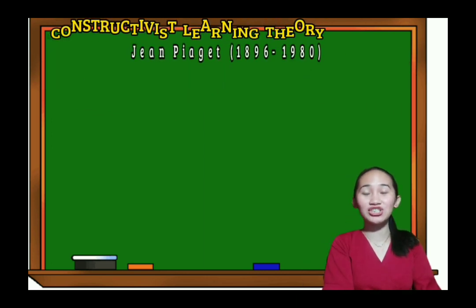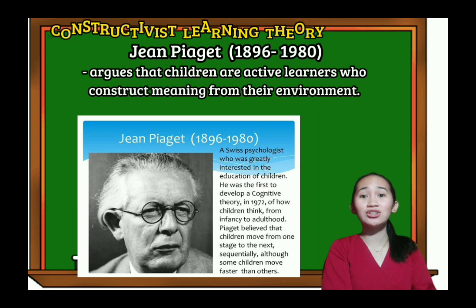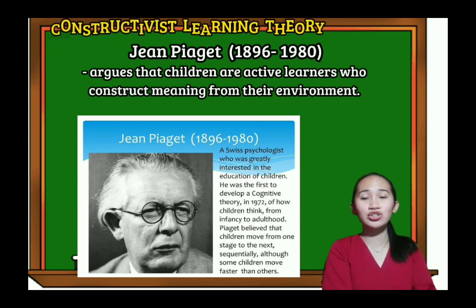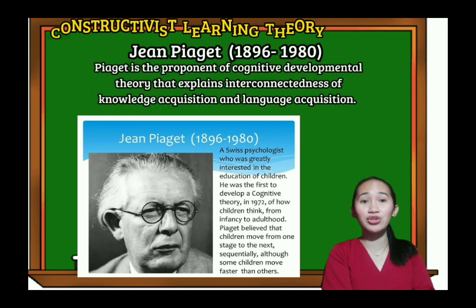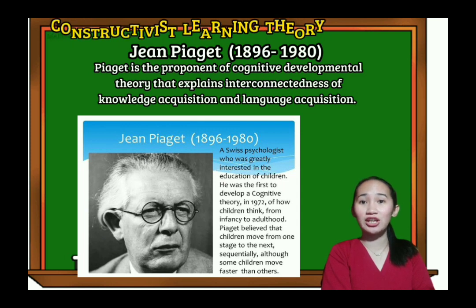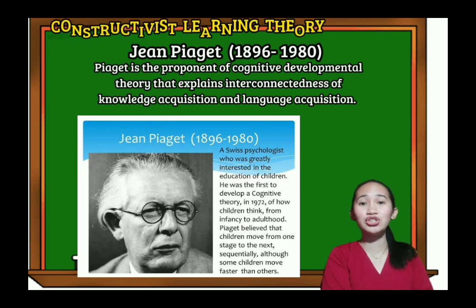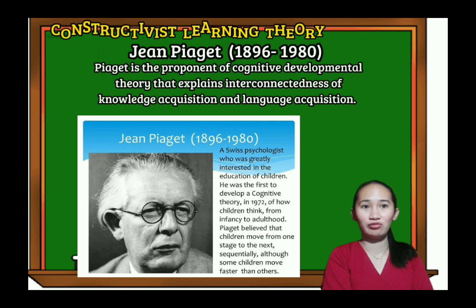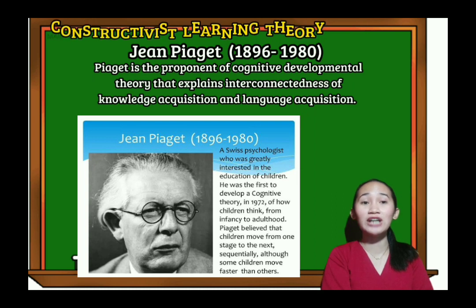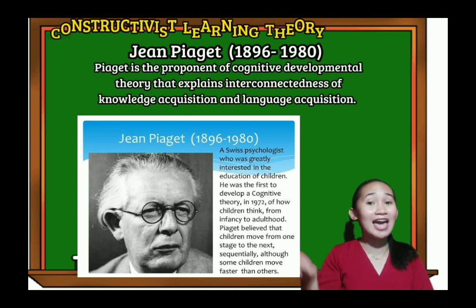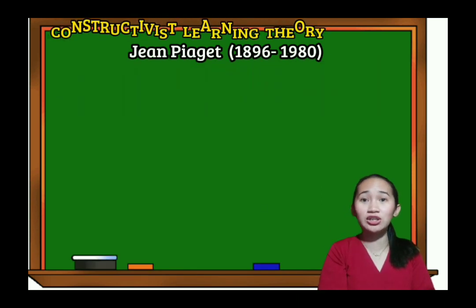According to constructivist Jean Piaget, 1896 to 1980, children are active learners who construct meaning from their environment. Piaget is the proponent of cognitive development theory that explains the interconnectedness of knowledge acquisition and language acquisition through qualitative changes of their mental processes as they develop. His theories indicate that humans create knowledge through the interaction between their experiences and ideas. Piaget's cognitive theory explores how children develop.